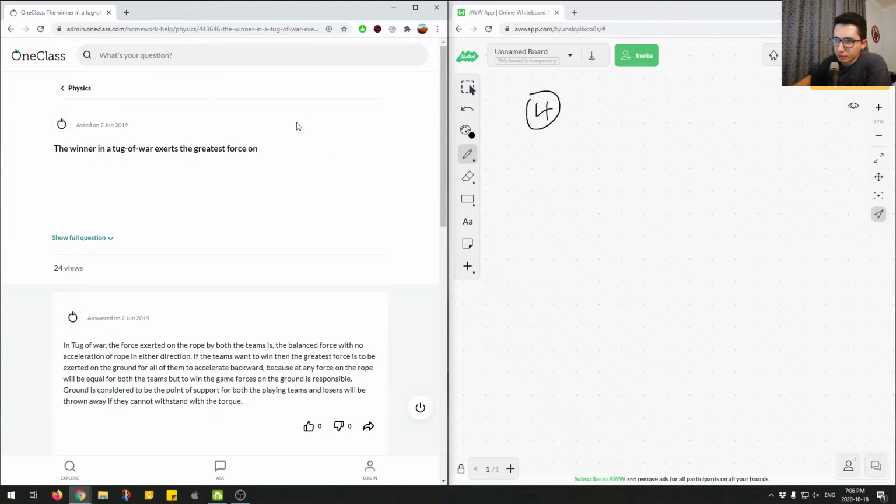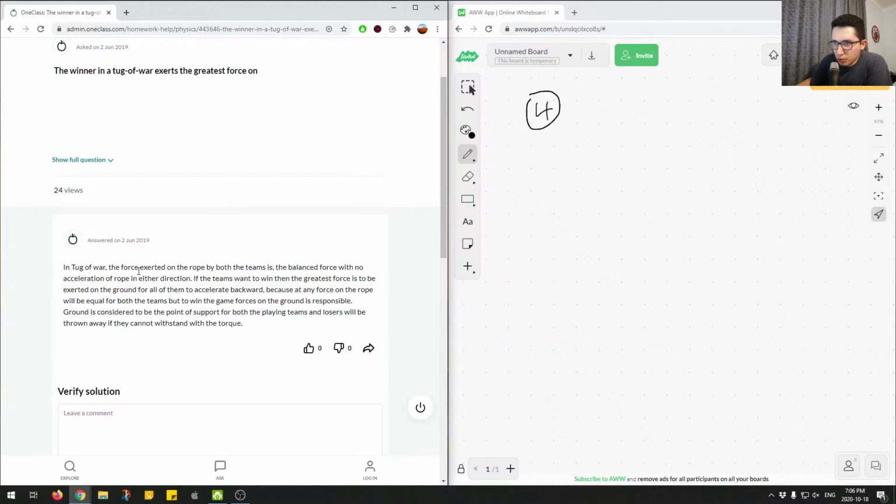Alright. So let's look at what the junior tutor wrote over here. In a tug of war, the force exerted on the rope by both teams is the balanced force with no acceleration of the rope in either direction. If the teams want to win, then the greatest force is to be exerted on the ground for all of them to accelerate backwards. Because any force on the rope will be equal for both teams, but to win the game, forces on the ground are responsible.